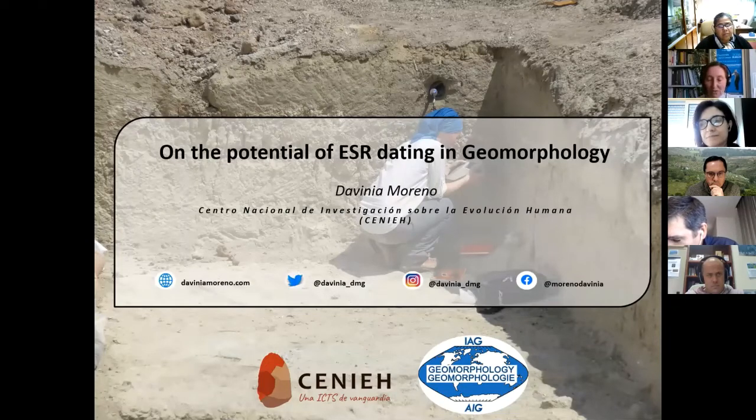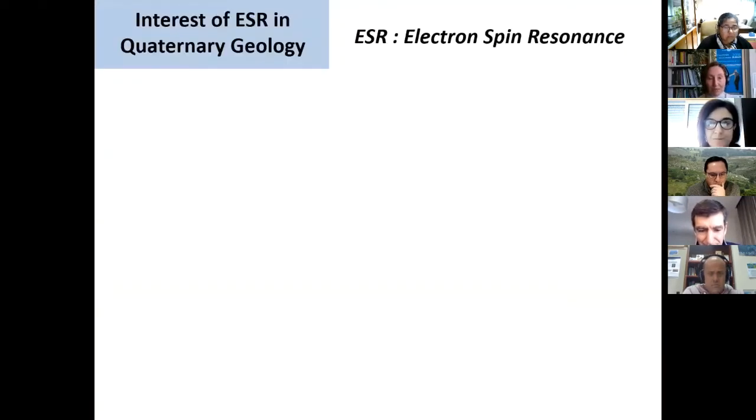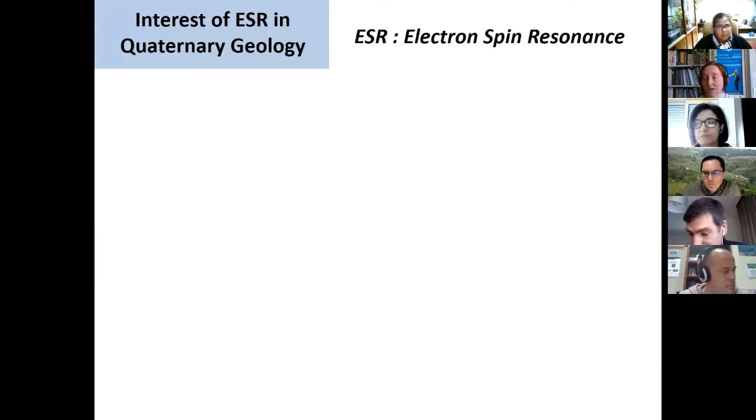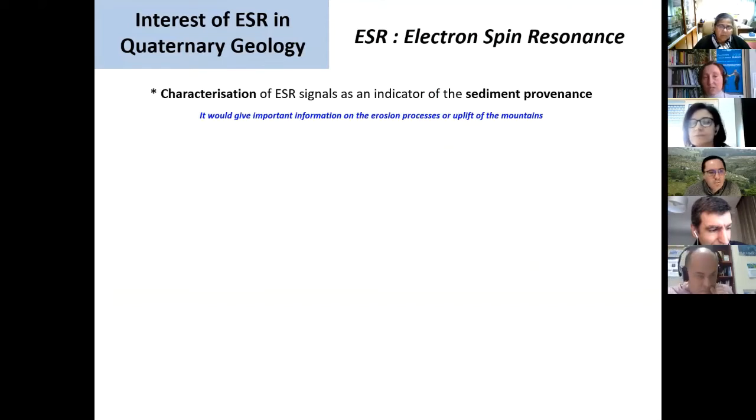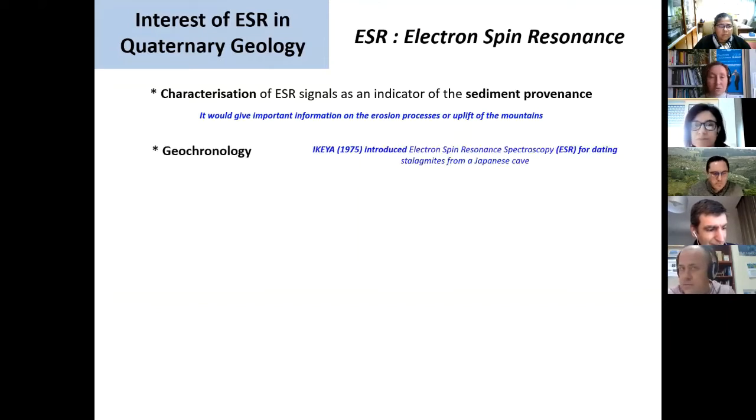So I'm going to talk about the potential of ESR dating in geology and geomorphology. Electron spin resonance is a powerful technique that is frequently used in chemistry, physics, and biology, but its use for Quaternary geology is one of the most original applications. ESR can be used for two different purposes: characterization of ESR signals as an indicator of sediment provenance, but the most important application is geochronology.